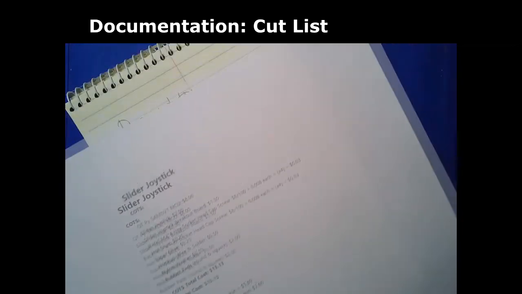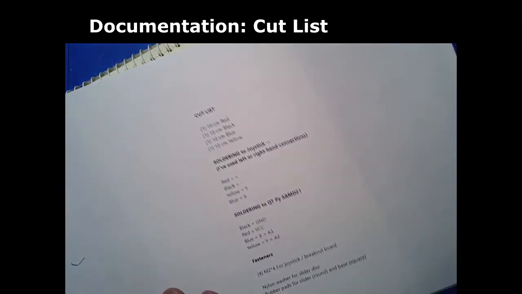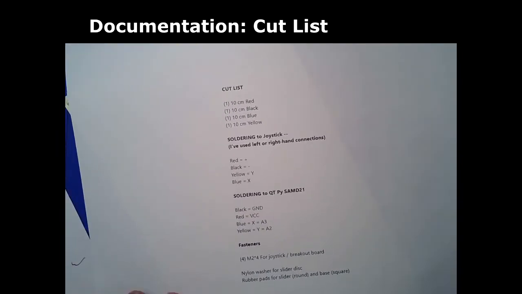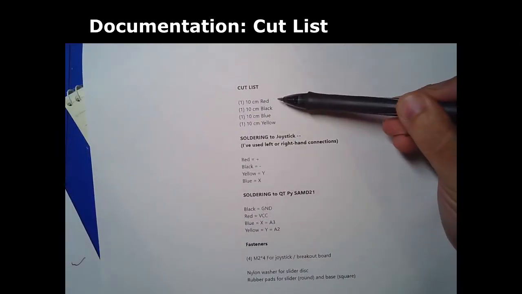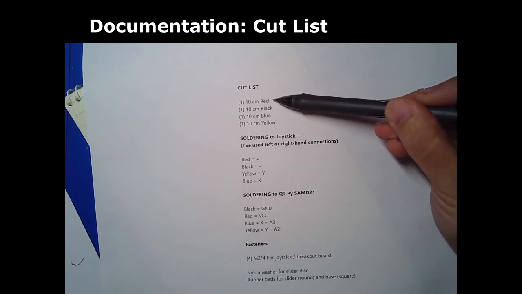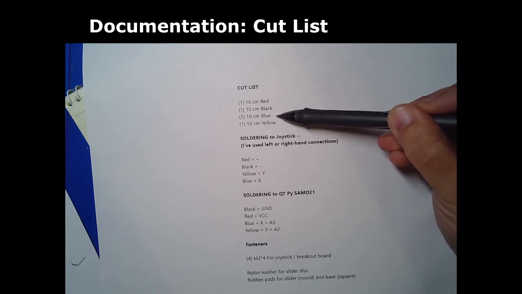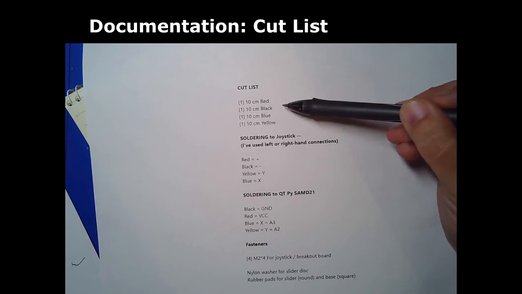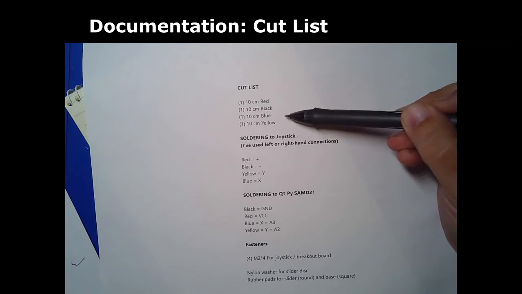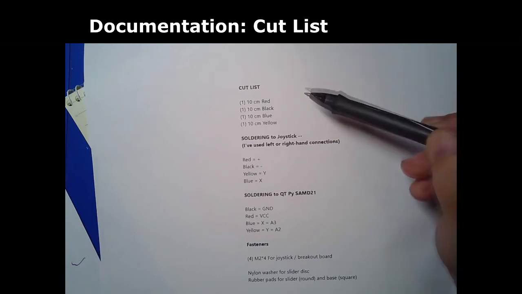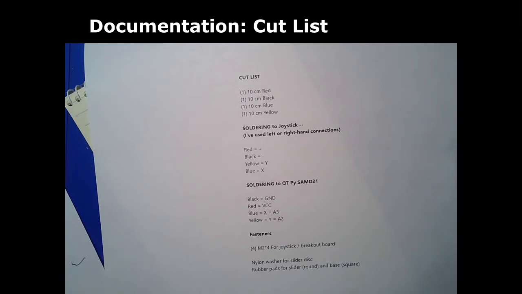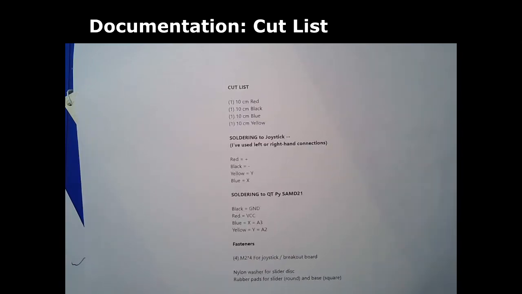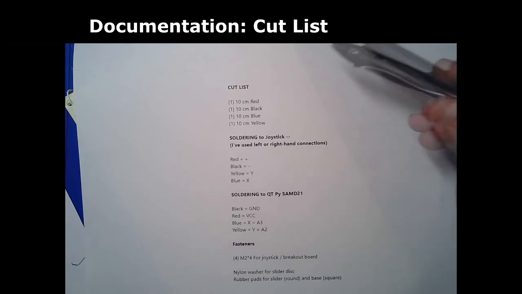Now, for general documentation on these electronics projects, I'd also add in a cut list. So what you have is, okay, I need one 10 centimeter wire cut to red, one to black, one to blue, one to yellow. So have the wire color, the type of wire, if it's silicone or if it's a regular hookup wire. These are regular hookup wires. And the length. So that way it's repeatable, and you could say, okay, I'm going to sit down, I'm going to make 10 joysticks, so I need to do this times 10.